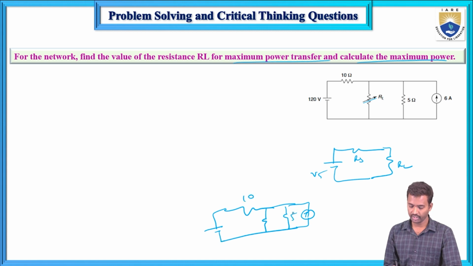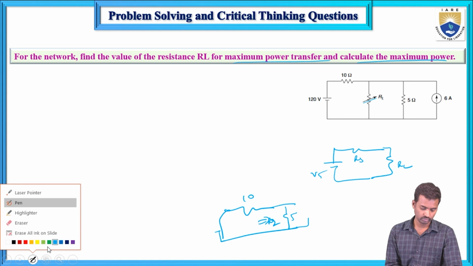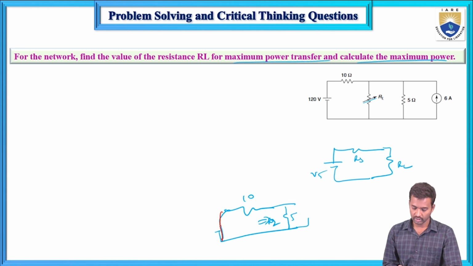So the values are 10, 5, 6 amperes and 120 volts. Now remove the load resistance from the given circuit. This is R equivalent that you need to calculate. The current source is replaced by an open circuit and the voltage source is replaced by a short circuit.